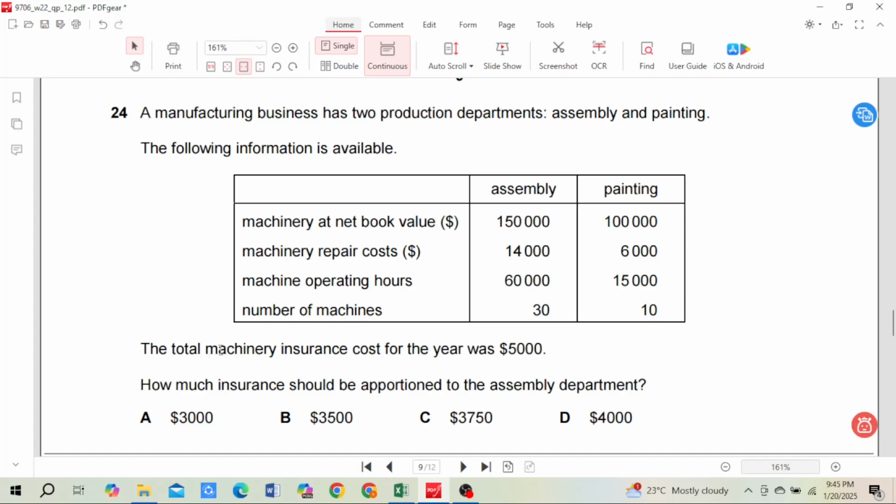Okay, so now this is the overhead that we have, which is 5,000. This overhead, which is machine insurance, needs to be apportioned between assembly and painting on the machine net book value. So if you look here, the ratio is 150,000 to 100,000. If I break this down, it would be 3 to 2. So this 5,000 divided by 3 to 2, which is 5 parts, so 5,000 divided by 5, times 3, is 3,000. So for assembly it is 3,000.